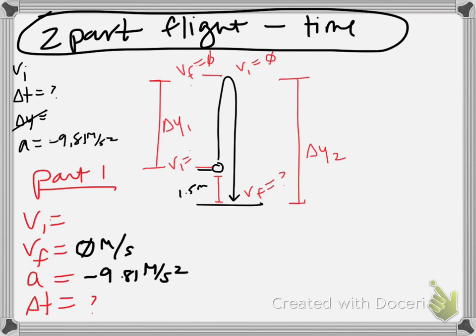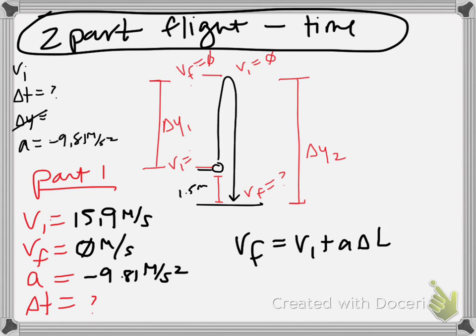Okay, what's my VI? 15.9 meters per second, which is, by the way, a heck of a whack on that golf ball. Okay, so do I have something that connects these variables, VI, VF, A, delta T? Sure do. I've got VF equals VI plus A delta T. Easy peasy. VF minus VI divided by A equals delta T.